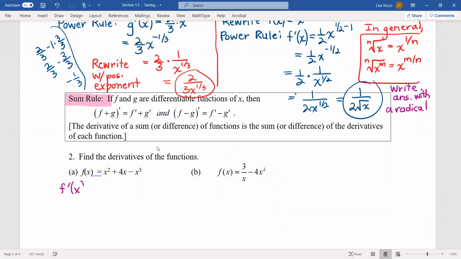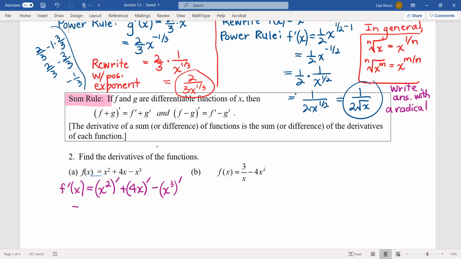So this is how I'm going to write it. It's kind of like the abbreviated notation. I'll talk some more about notation next time. But I'm saying, get the derivative of x squared plus the derivative of 4x minus the derivative of x cubed. So you just compute the derivatives separately.